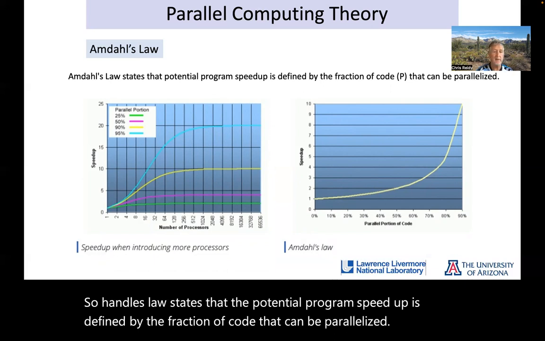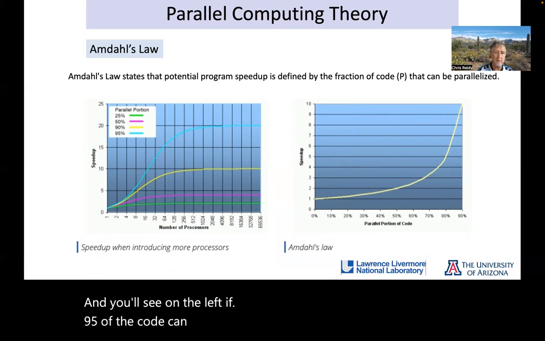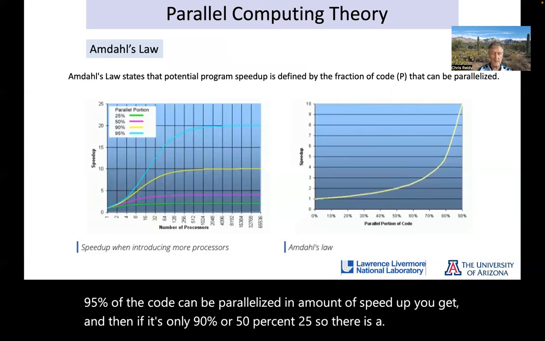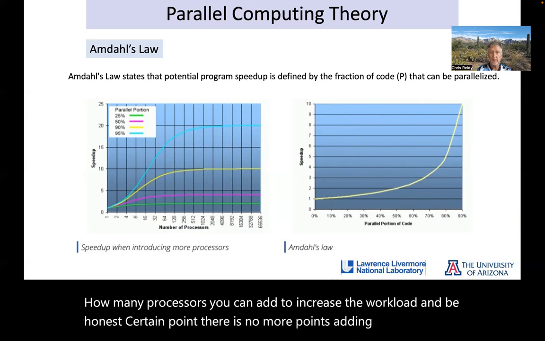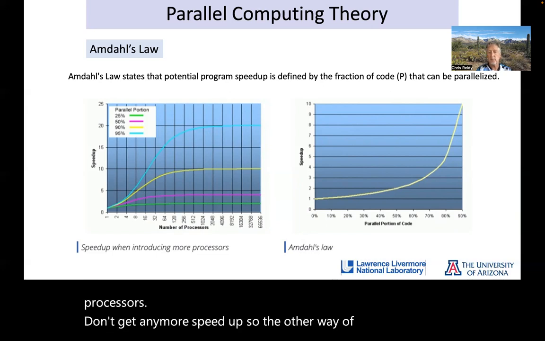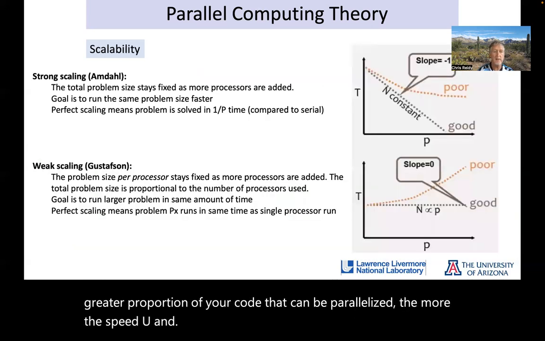And you'll see on the left, if 95% of the code can be parallelized, the amount of speedup you get. And then if it's only 90% or 50%, 25. So there is a limit on how many processors you can add to increase your workload, and beyond a certain point, there is no more point adding more processors. You don't get any more speedup. So the other way of looking at it is the greater proportion of your code that can be parallelized, the more the speedup. And that's an example of that.